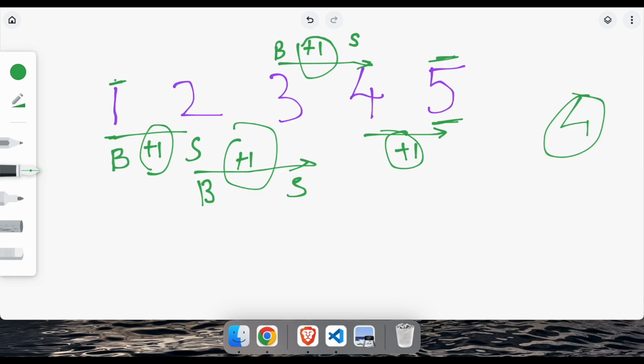So here I saw an opportunity to get a positive profit, so I took it. Here also I saw the opportunity, so I took it. Here also, yeah, I took it. Here also I took it.